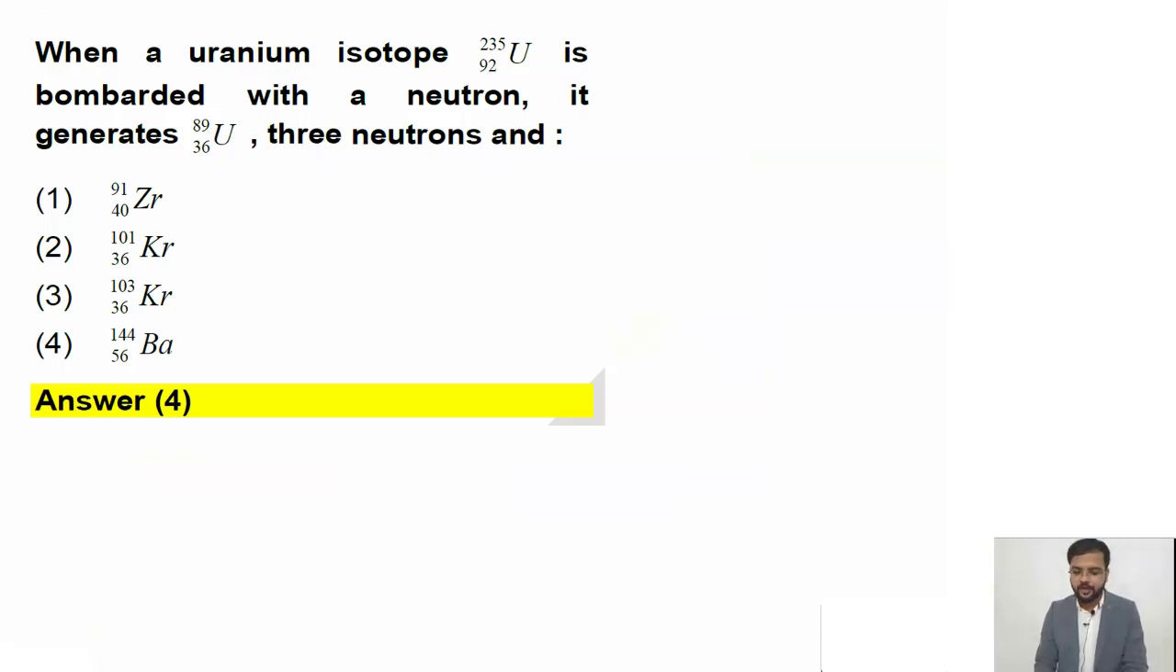Next question is what? When a uranium isotope, 92 uranium 235, is bombarded with a neutron, it generates 36 uranium 89, 3 neutrons and so on. So what we are doing here? We are taking one uranium isotope and bombarding one neutron onto it. After that, what is happening? It will break, obviously, and it is generating U36 U89, and it is generating 3 neutrons also. So this is telling which option is correct here.